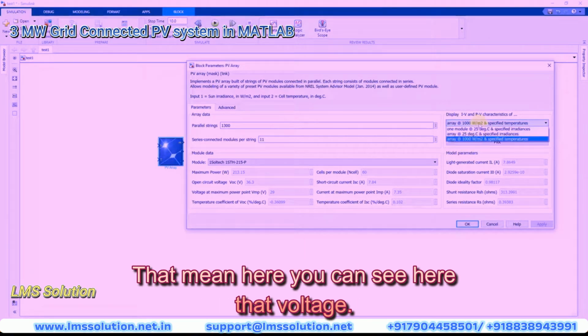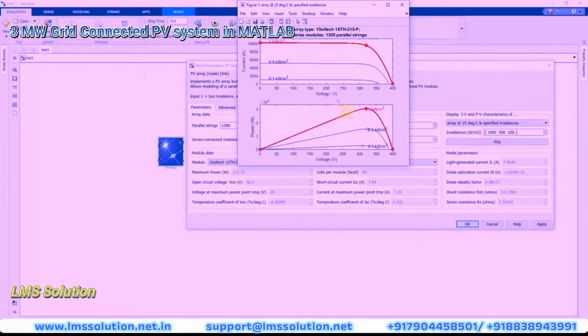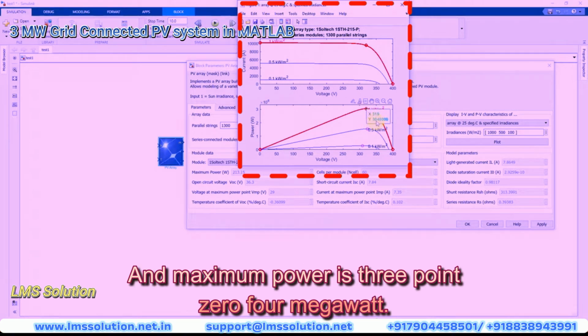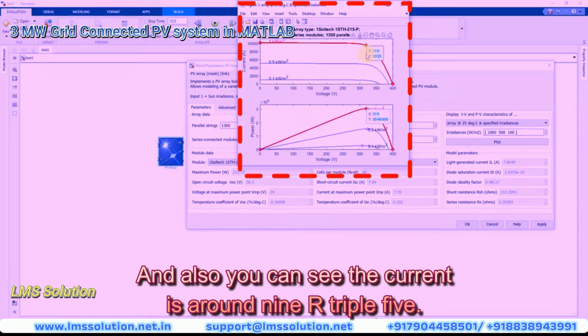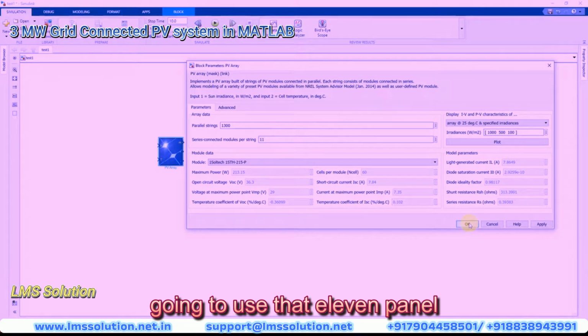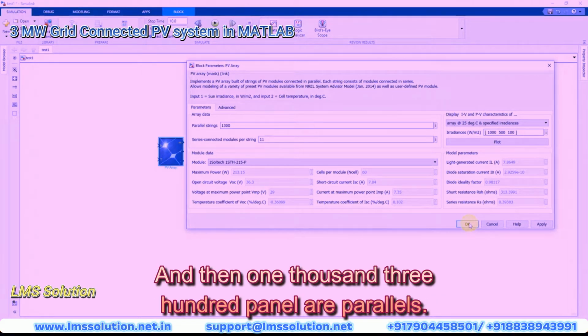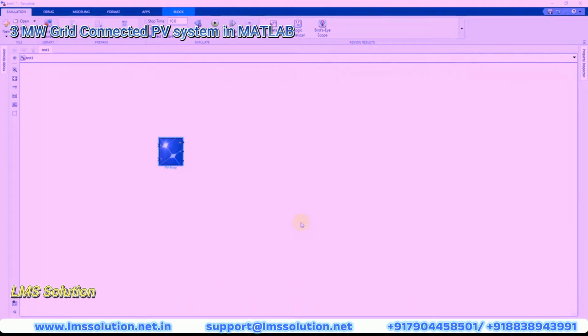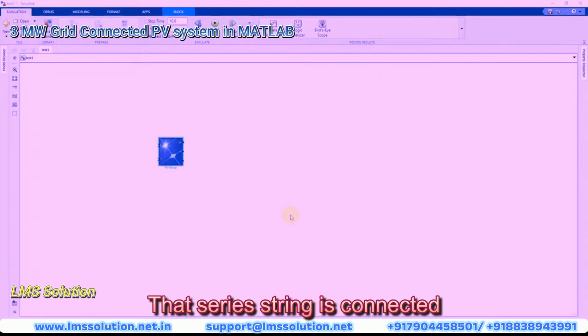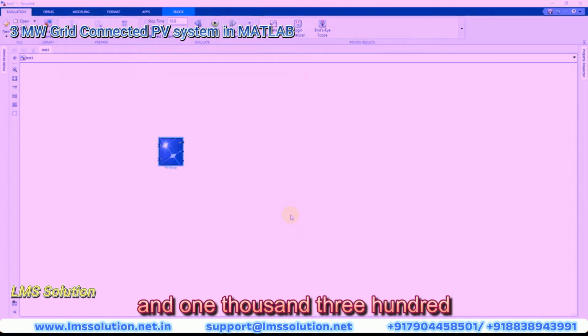That means here you can see that the voltage is around 319 volt and the maximum power is 3.04 megawatt. And also you can see the current is around 9,555. This is the kind of panel we are going to use. That means 11 panels in series and then 1300 panels in parallel. That means the series string is connected 1300 times.